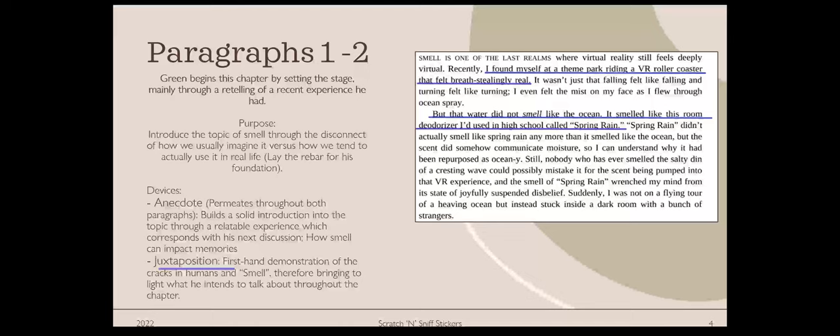for its foundation. Okay, there's two main devices that he uses here. The first one being an anecdote, which permeates throughout both paragraphs. And what he does with these is basically build a solid introduction into the topic through a relatable experience which corresponds with his next discussion, how smell can impact memories. Okay, and the second device that he uses is actually a juxtaposition. So what this really does is give a first-hand demonstration of the cracks in human and smell, therefore bringing to light what he intends to talk about throughout the chapter.